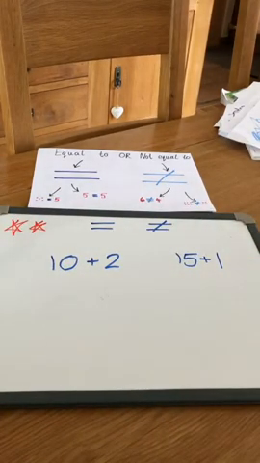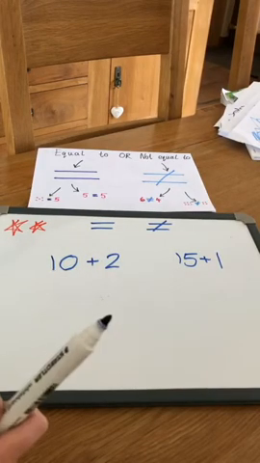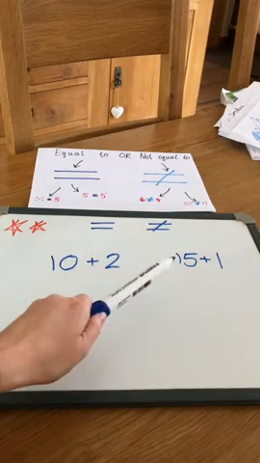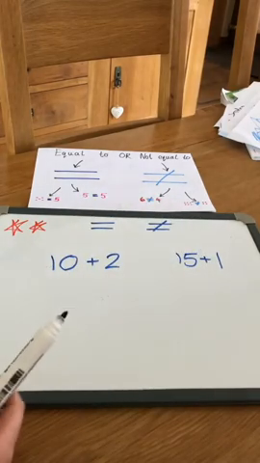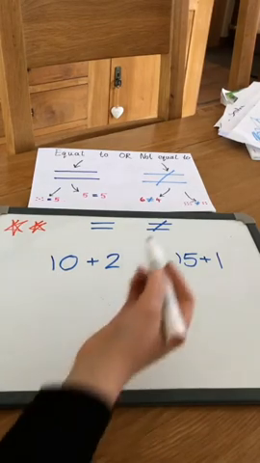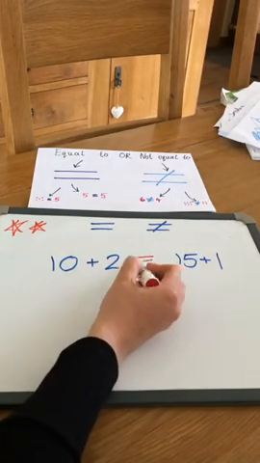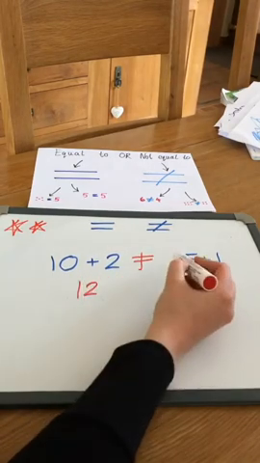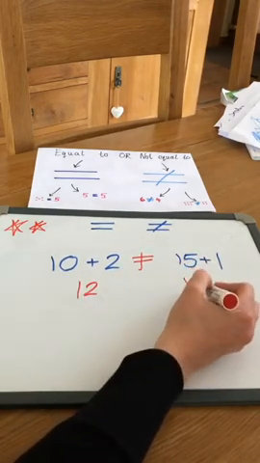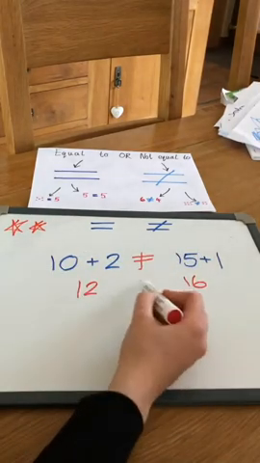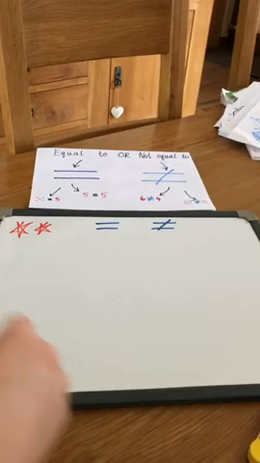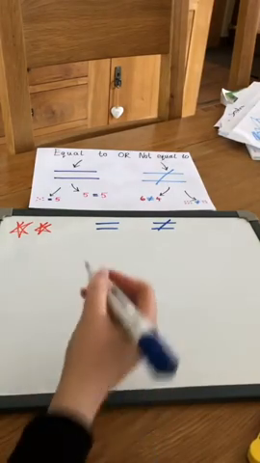Pause it to have a think about it. Okay, so 10 add 2, 10 in your head, add 2 on is 12. 15 in your head, add 1 on is 16. So we will use the not equal sign because they do not equal the same, because 10 add 2 is 12 and 15 add 1 is 16. And they are not the same amounts. I'm going to give you one more example, one more practice example.